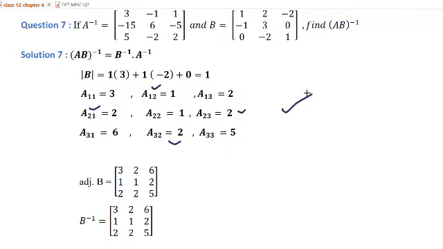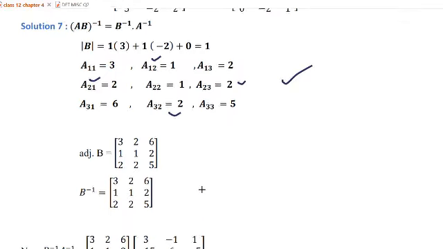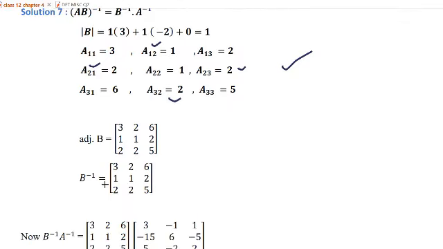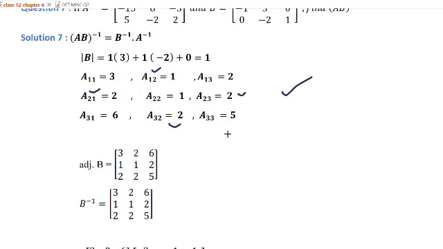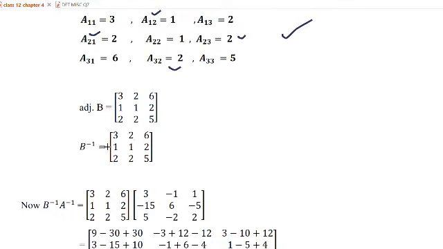previous videos. Now adjoint B: just write the first row as first column, second row as second column, third row as third column, and we get adjoint B. And B inverse is 1 upon determinant A. In this case, determinant A is 1. So 1 upon 1 into adjoint B, so simply it will be equal to adjoint B only. If the determinant is 1, then B inverse is equal to adjoint B.